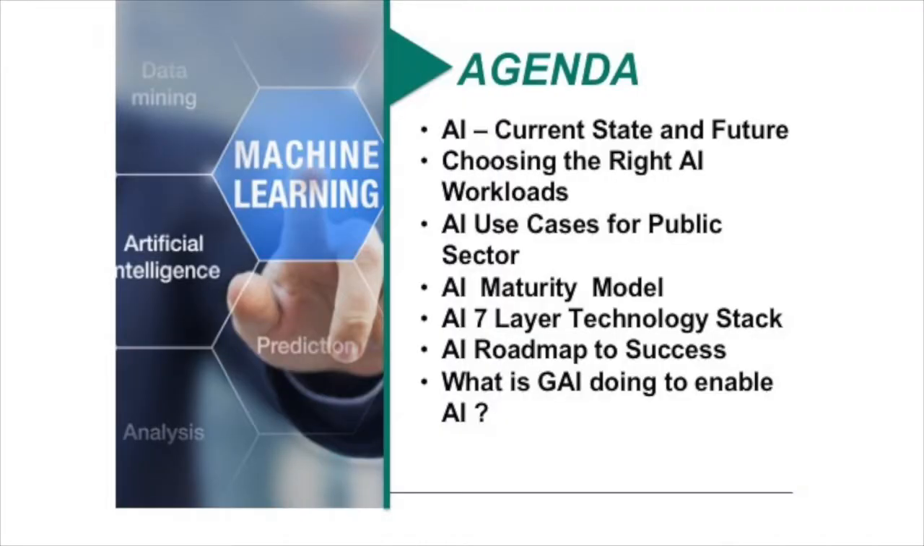I'll talk quickly about the current state. We heard from the previous speakers where we are, what's possible. One of the things I want to talk about is how you pick those AI workloads. What are the characteristics of those? What are some of the simple use cases that you can start with in your agency with AI and ML? What does the maturity model look like? Where are we today and where is it going?